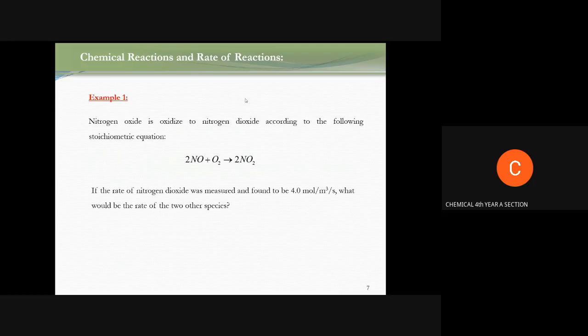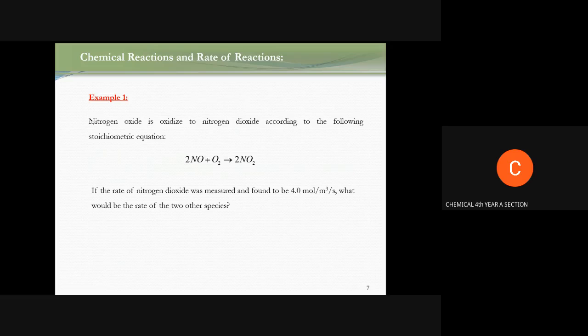In this slide, we are going to discuss one problem. Example one. Listen carefully. Read the question by yourself, or else I am going to read it. Okay, listen. Nitrogen oxide is oxidized to nitrogen dioxide according to the following stoichiometric equation. Once again, nitrogen oxide is oxidized to nitrogen dioxide, which you guys know about. That is an oxidation process happening in the reactor.